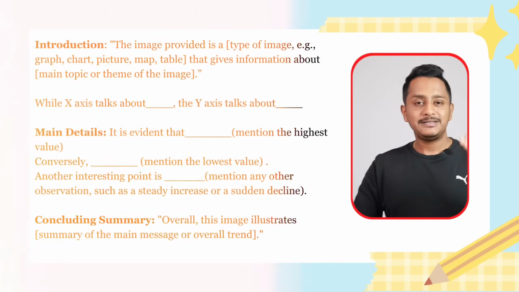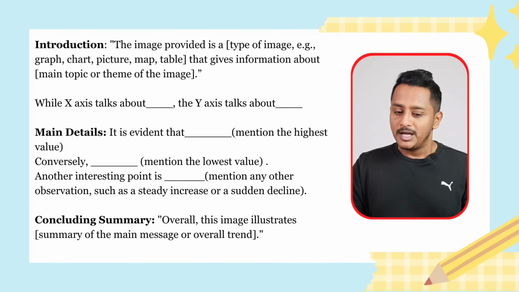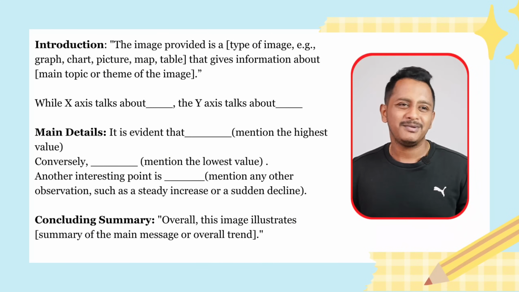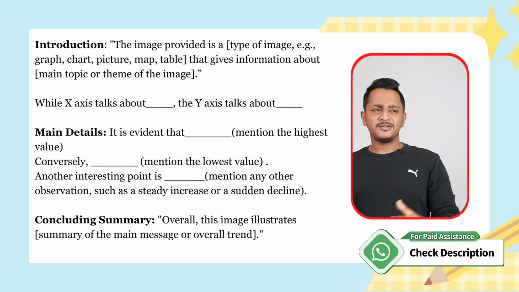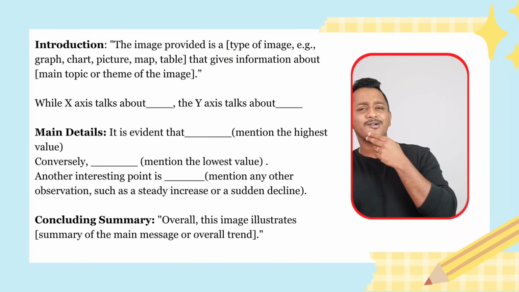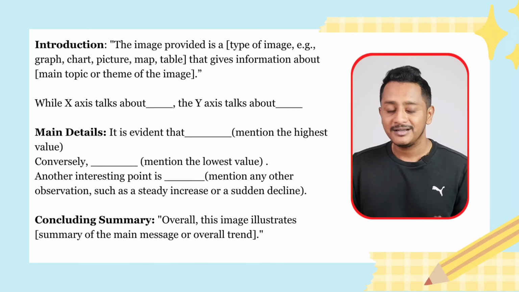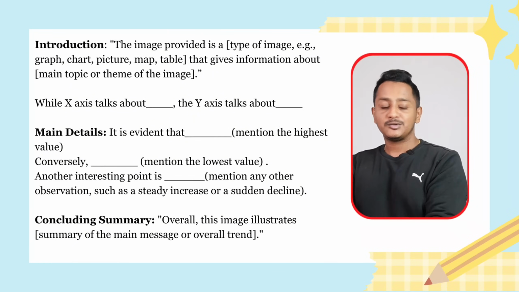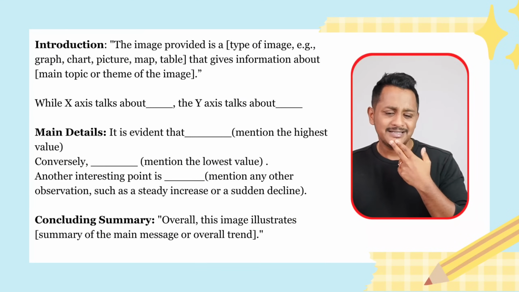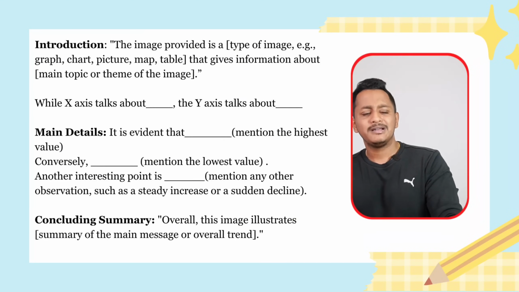Let's start with it. So this is the structure that I'm talking about. The image provided is a dash. Nakul, this is not a template. You go to a random person and ask the person to just talk about an image that you show. He would say, this image talks about. So these are the linking words. Next is, while x-axis talks about, the y-axis talks about. It is evident that, conversely, another interesting point is, overall the image illustrates.